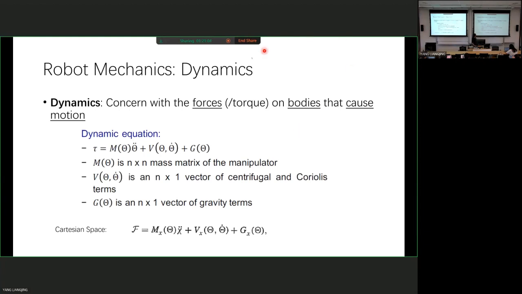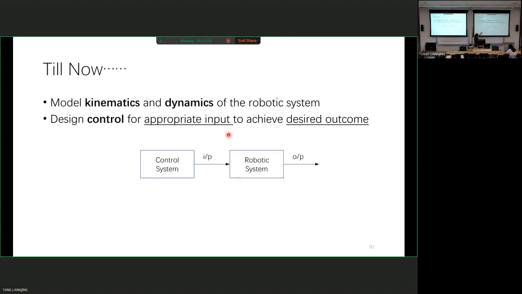That means if I tell you all this motion profile, theta, theta dot, and theta double dot, you can work out what kind of torque is required to perform this motion, okay? So that is a dynamic equation. Because this requires a lot of discussion, I'm just going to tell you the concept, right? And once you have the dynamics, you can then develop the control system.